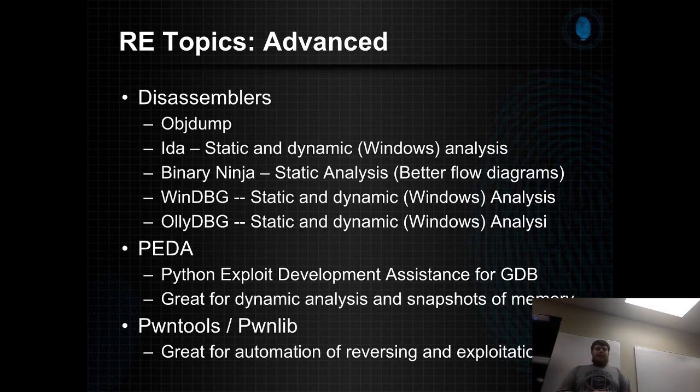For the Linux side, you're going to have GDB, Binary Ninja, and then PEDA. So PEDA is the Python Exploit Development Assistance for GDB. And really what it's doing is it adds some Python usefulness to GDB. Also edits the GDB init file to add some niceties per se. It's also great for looking at dynamic analysis and some snapshots of memory. So PEDA, or GDB PEDA, is what I commonly use for my reverse engineering of Linux binaries.